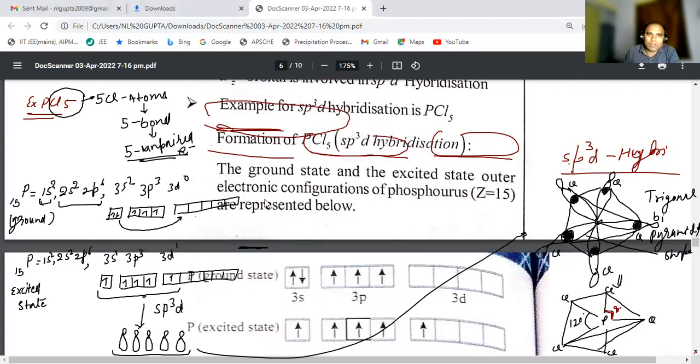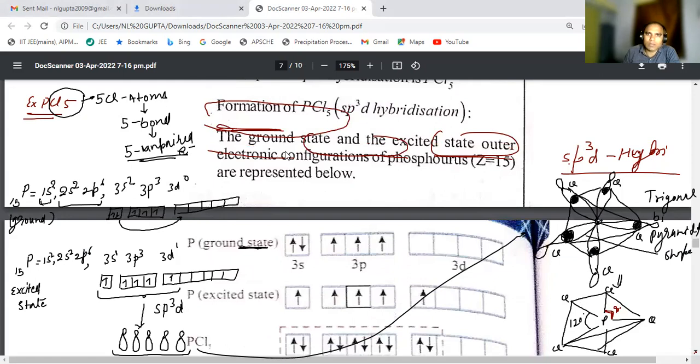Oh, the page is only moving. It is not moving. Okay. See.